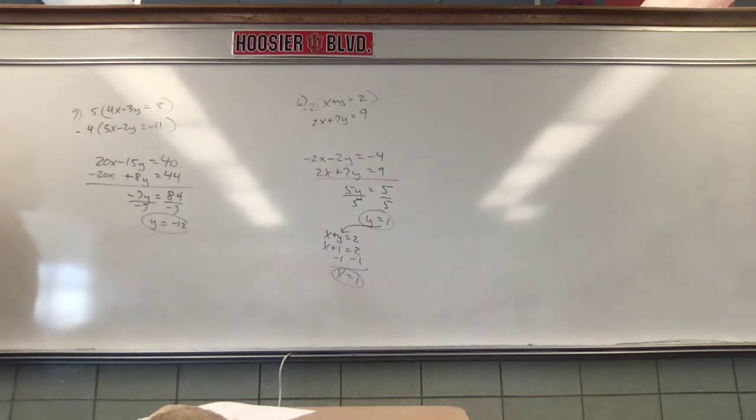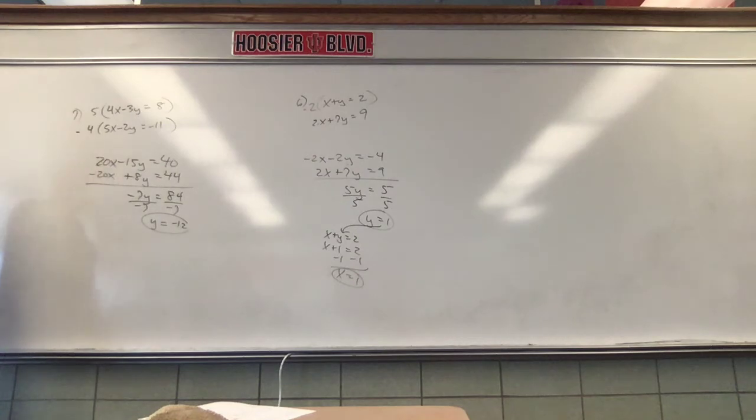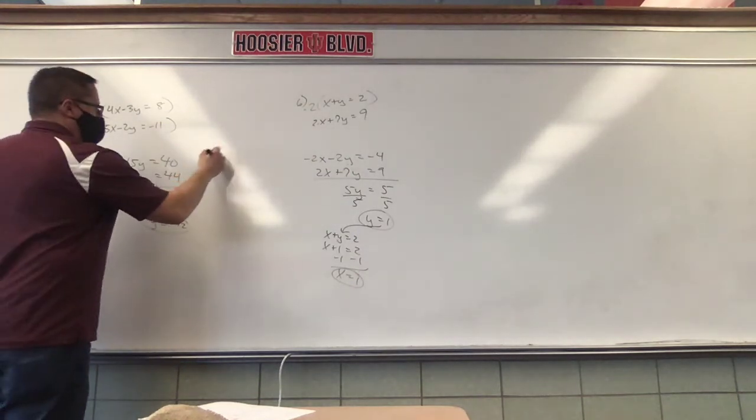Now we still have to find x. How are we going to do that? How many equations do we have to choose from? 3. Keep looking, we actually have 4. We have our original first 2 and our new 2. I'm going to use the top one. I almost never use these. 4x minus 3y is 8.